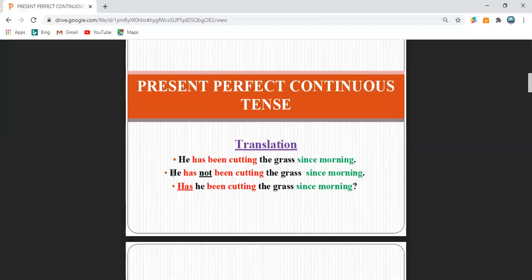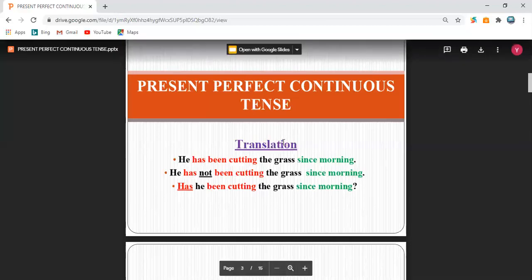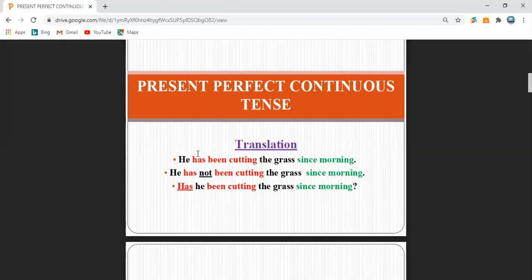Now coming to the negative sentence, he has not been cutting the grass since morning. Students, as you can see that there were two helping verbs present in the present perfect continuous tense. So when we will put not, we will put it in between these two helping verbs. Okay, because two helping verbs are present, and we know that not always comes after the helping verb. Since two helping verbs are present, so we are going to use not in between these two helping verbs.